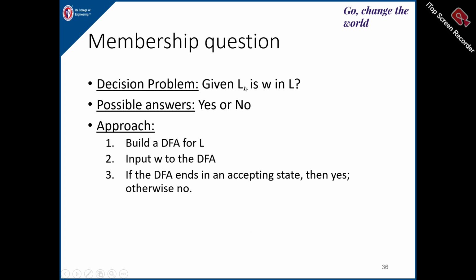Some example for the decision problems. Suppose given L, whether W is in L. This is a decision problem because the answer will be either W belongs to the language or does not belong to the language, which means the answer will be yes or no. So how can I solve this problem? First, for your L, build your DFA. Then input your W to the DFA. If your DFA ends in an accepting state, then the answer is yes, which means that this W belongs to the language, otherwise W does not belong to the language.